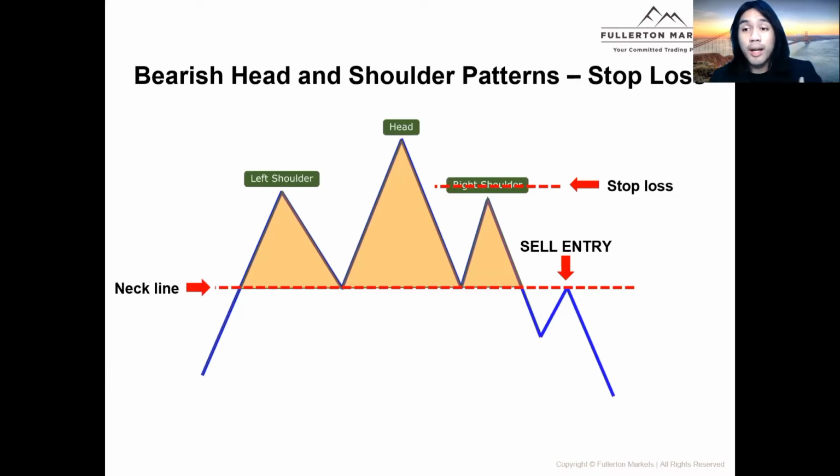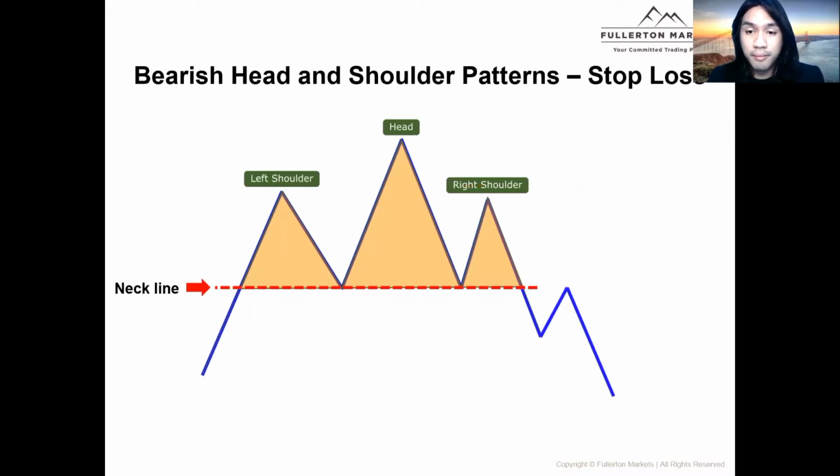Now, you might be wondering, how high above the right shoulder should it be? Up to you guys. It could be perhaps 10 pips, 100 points, 200 points above. Wherever you feel comfortable, or whatever your trading experience or your studies have told you is a safe stop loss above the right shoulder. Just remember to keep it there.